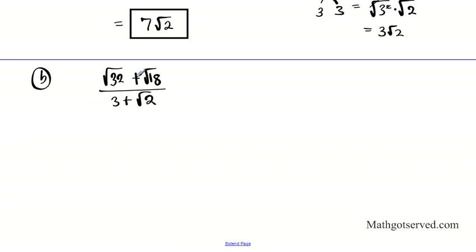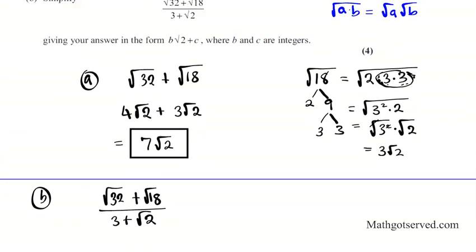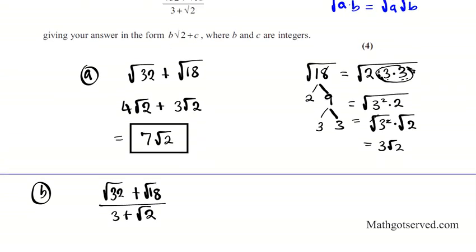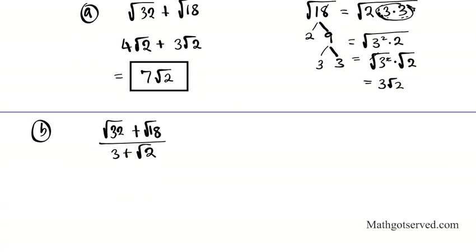Okay, so if we examine this problem closely, we'll notice that the numerator is exactly the same thing as part A. So all I'll just do is insert the simplified form for my numerator. I don't need to do the work again. So that's going to be 7 root 2, because that's what we got in the A part. Alright, 7 root 2 divided by 3 plus root 2.